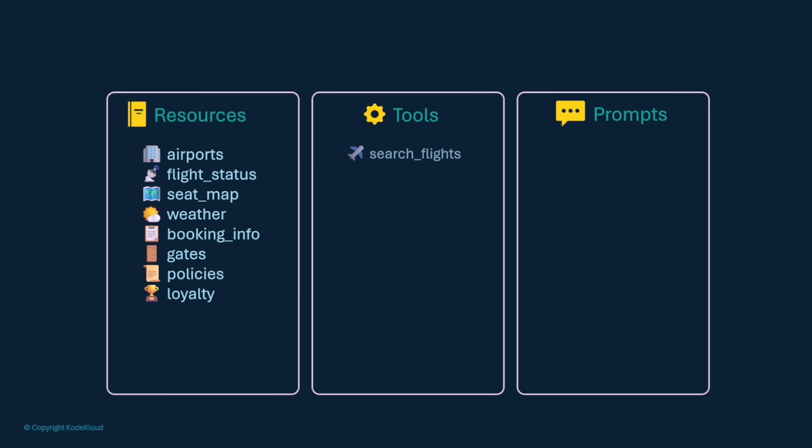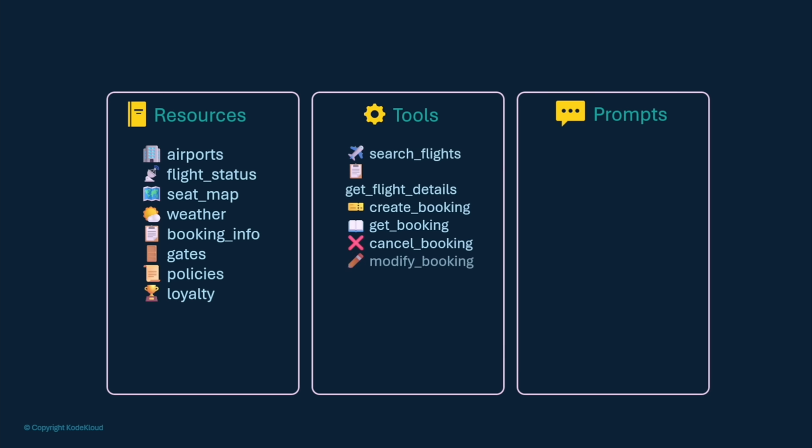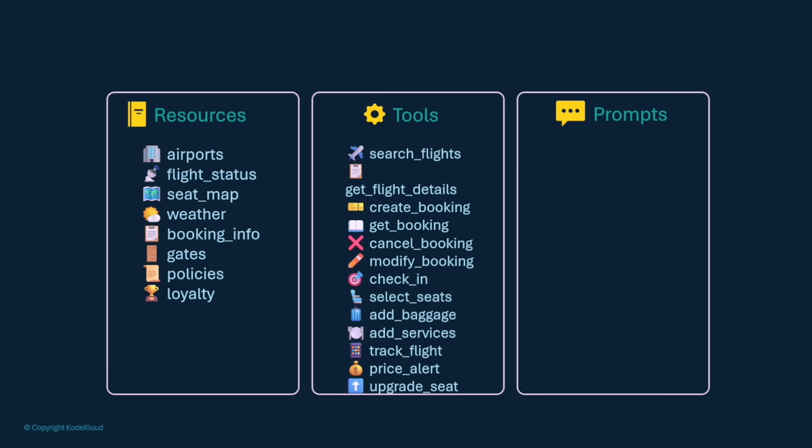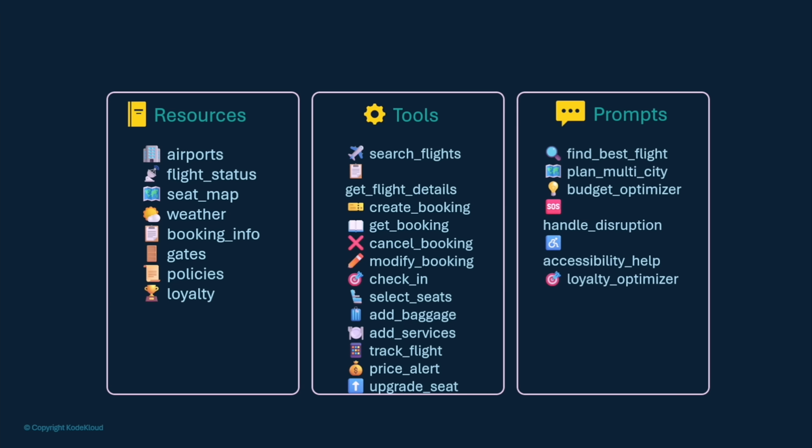The tools are the actions we'd like the MCP server to perform, such as search for flights, get flight details, create and edit bookings, check in, select seats, add baggage, etc. And finally, we must define a set of prompts for finding the best flight, optimizing budget, handling disruption, etc. Once we are clear what we want to build, we can proceed to building the MCP server.